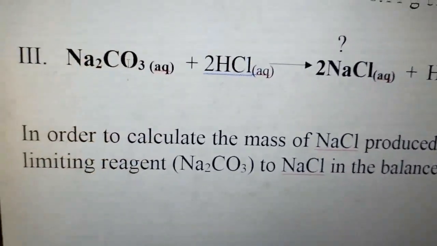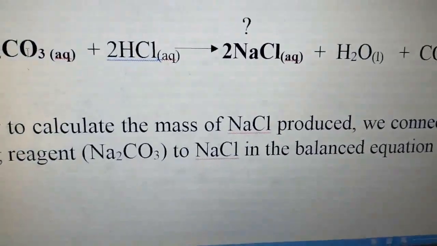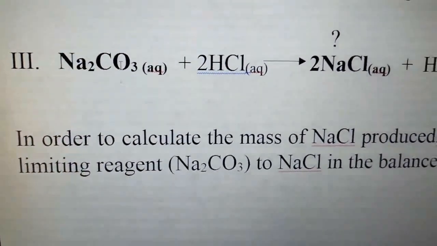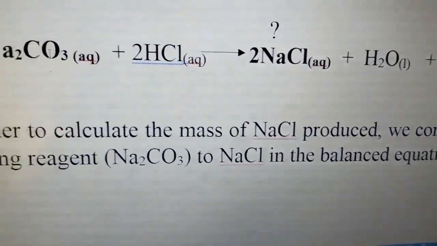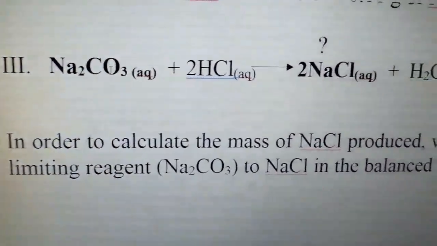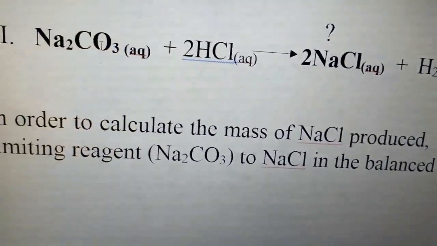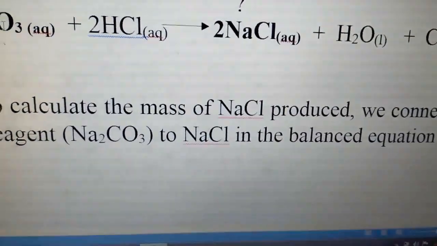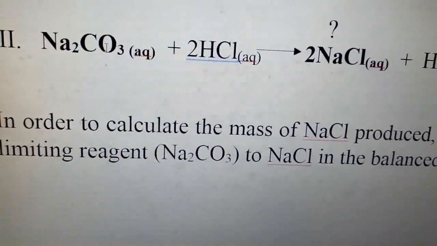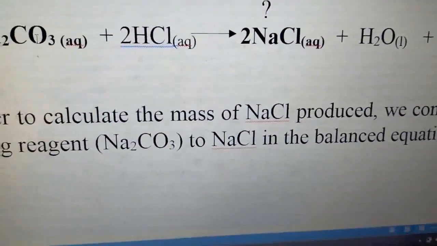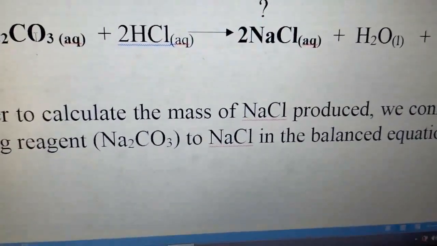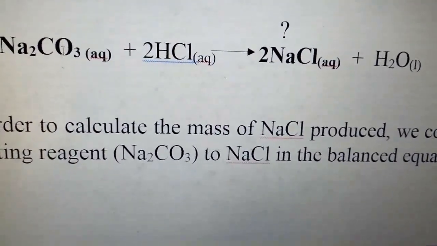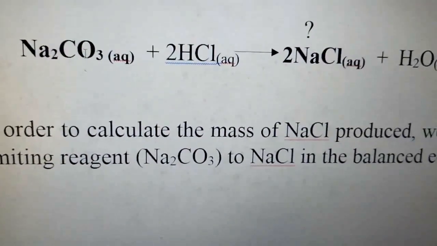But we have to decide to use one reactant and one product. So it's best to use the limiting reagent. The limiting reagent is sodium carbonate, not the excess reagent, not HCl. So connect the limiting reagent to the product, because the limiting reagent reacted completely to give you the products. 10 grams of sodium carbonate was totally consumed in the reaction. If I use HCl, I may land at an error. So to be on the safe side, use the limiting reagent.